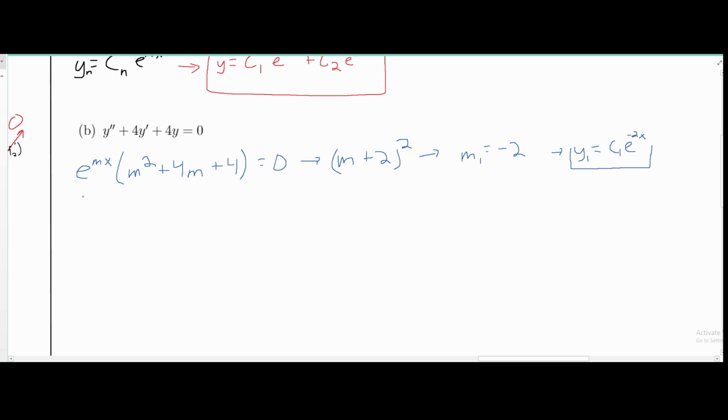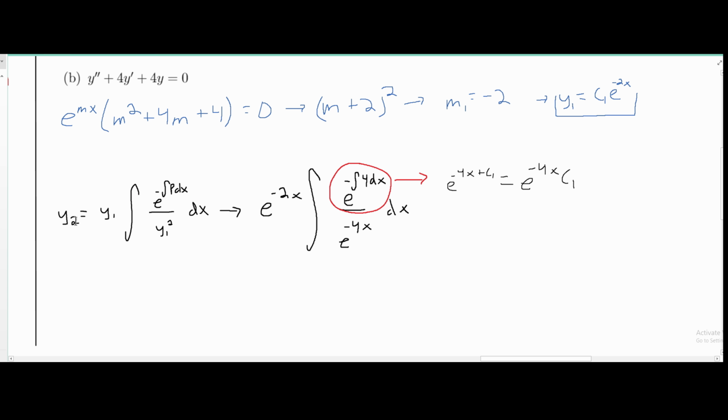So for part B, after we get our y values, we can plug it in, and this is what it'll look like. After that, we can see that we only have one m, which means our y1 is equal to c1 e^(-2x). Well, we need two m's, so from here, we need to use the reduction of order method. Using the reduction of order, this is the formula right here. After we plug everything in, we're going to get this.